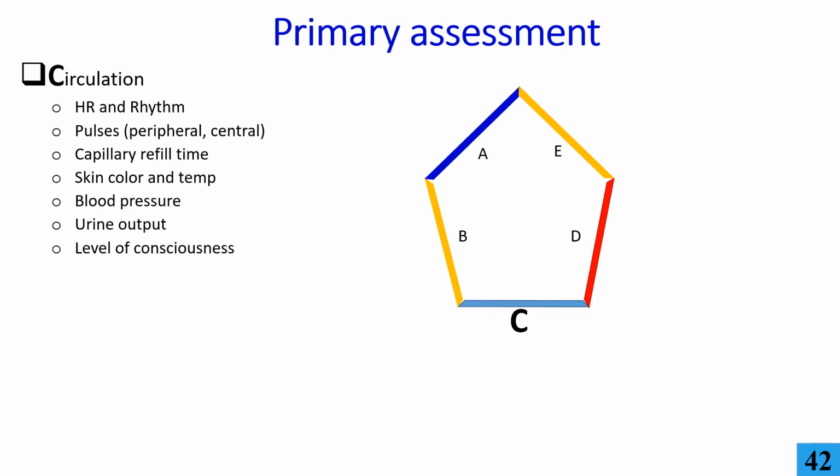So the circulation, how we assess the circulation is we assess the heart rate and the rhythm. We also check the pulses, peripheral and central. We check the capillary refill time, the skin color and temperature. We check the blood pressure, the urine output, and the level of consciousness. Now, we have more to add, but not in routine care. In intensive care, we also check the near-infrared spectroscopy.